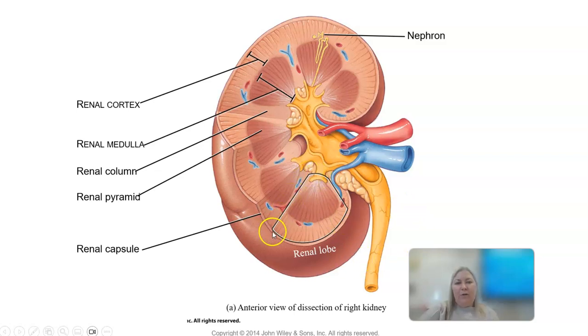So we've added our one renal lobe here. So this kidney has 1, 2, 3, 4, 5, 6 lobes. And we can see this pyramid versus the column in between.